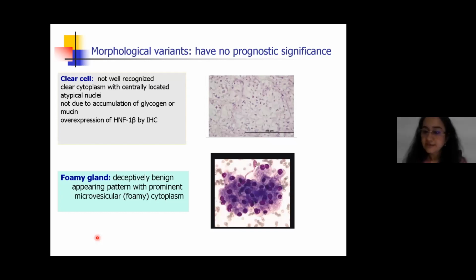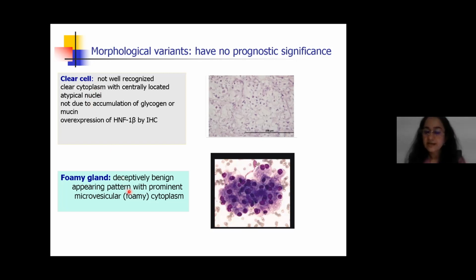Some morphological variants I just wanted to highlight. Now, these are just histological variations. They don't really have a prognostic significance, but they can raise a confusion in diagnosis, like the clear cell type. The clear cytoplasm with centrally located atypical nuclei may take you away from the diagnosis of adenocarcinoma. This clear cytoplasm is not due to accumulation of glycogen or mucin. There is overexpression of the hepatocyte nuclear factor by IHC.